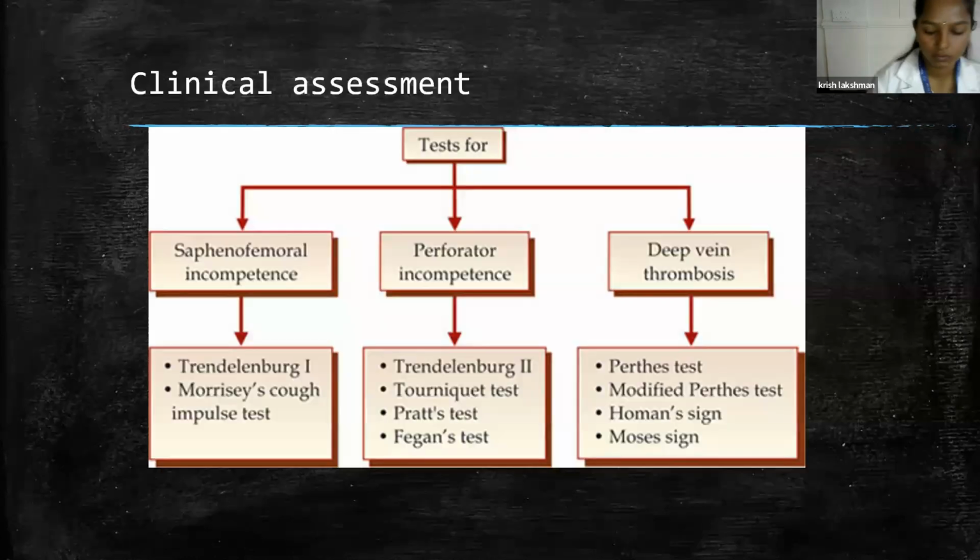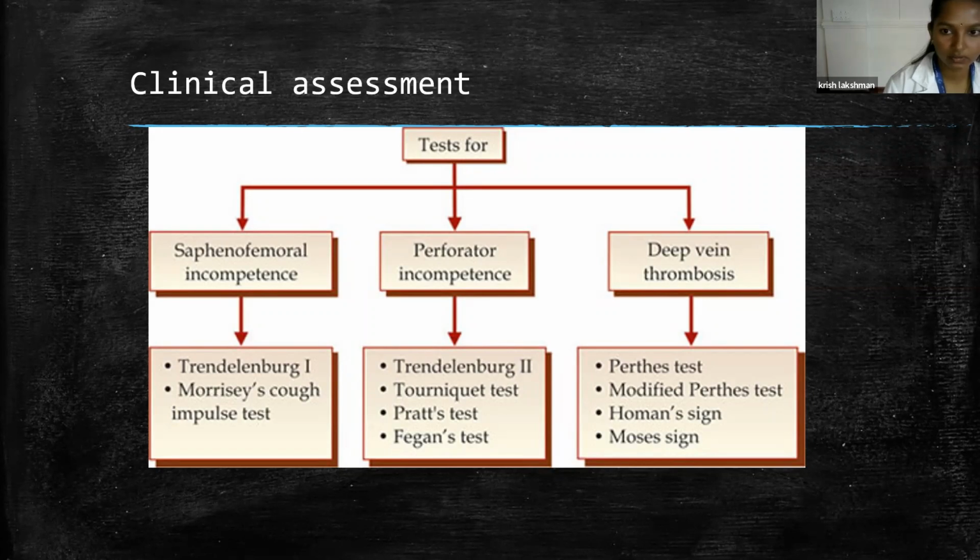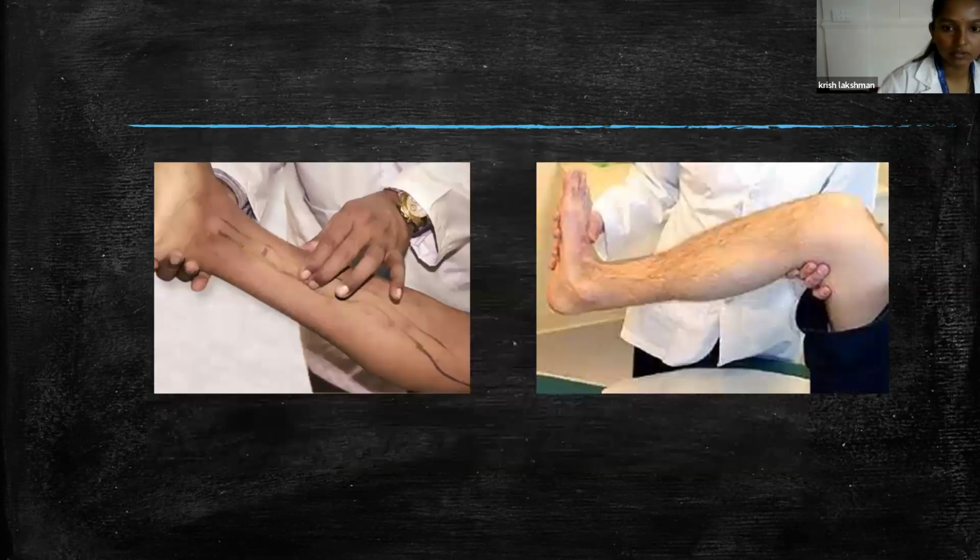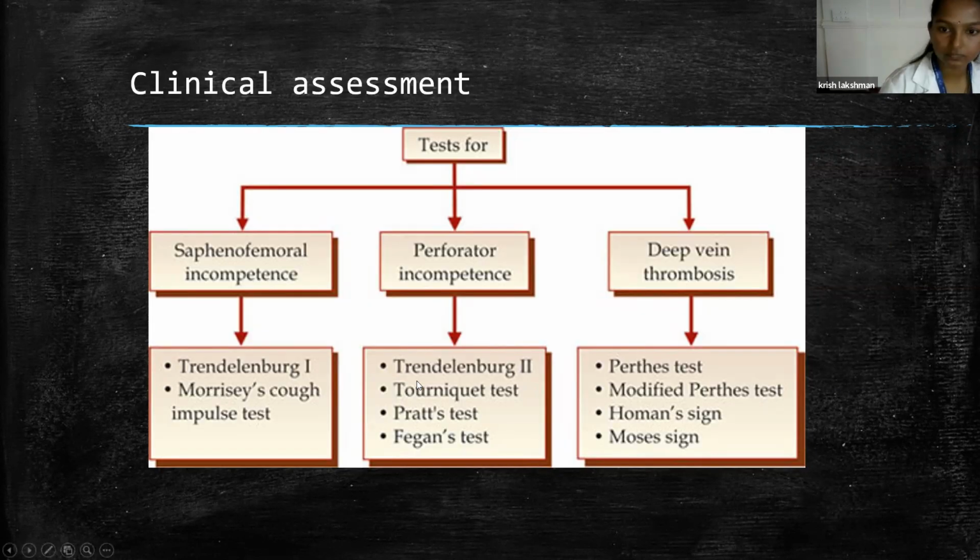Yes. So after classification, we'll go for the clinical assessment of the patient. The tests which are generally advised are Trendelenburg's, Morrissey's cough impulse, Trendelenburg's 2, Tourniquet, Pratt's, Fegan's, Perthes, modified Perthes, Hoffman and Morse. I will show the different pictures. I want one of you to identify each test. First test.